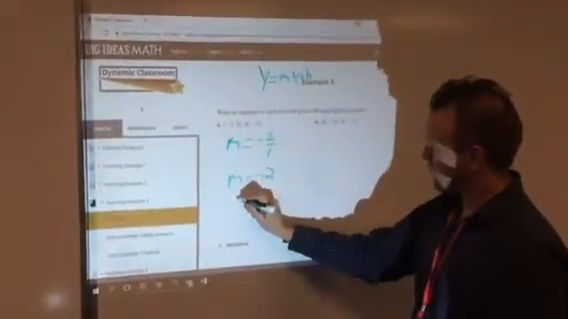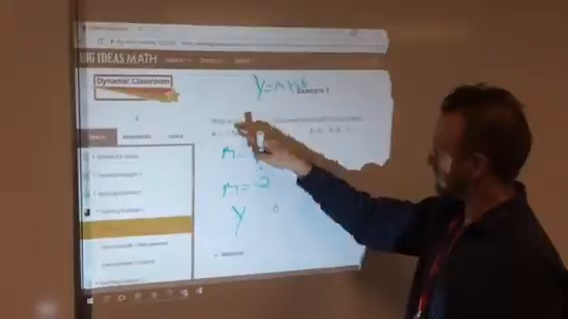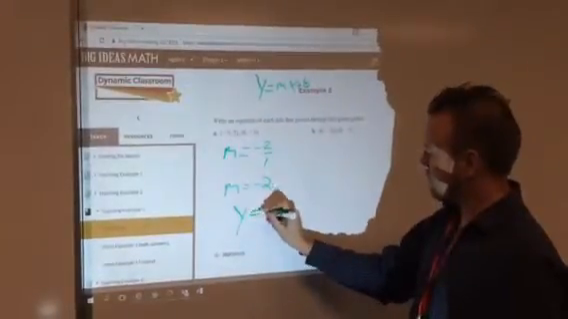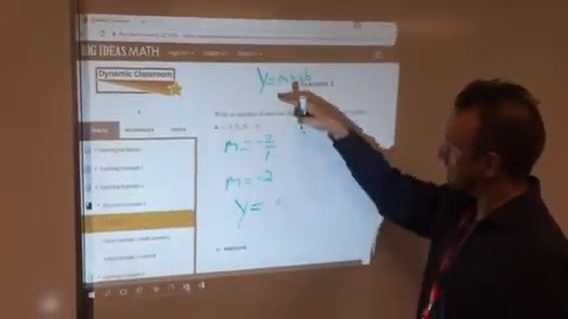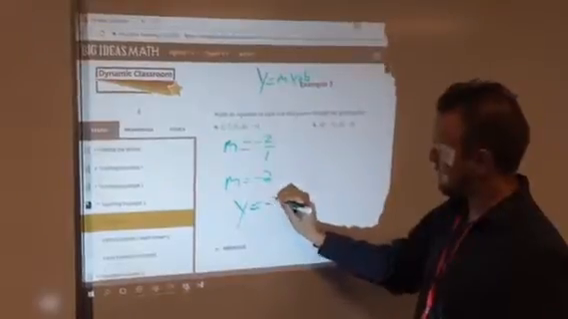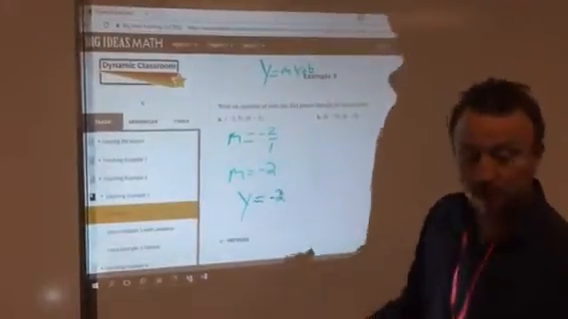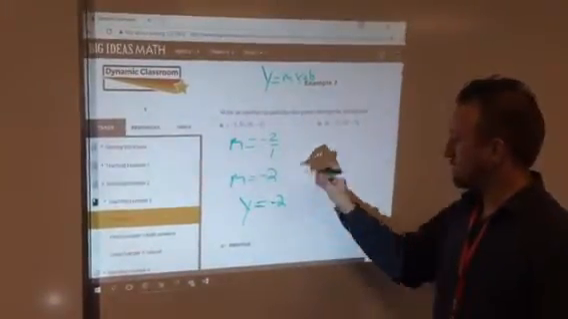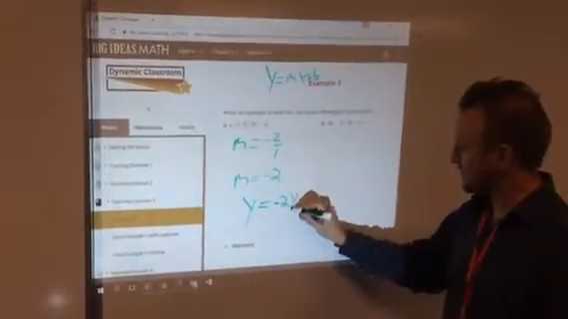We know that the y we just bring down because there are no y values here. The equal sign we just bring down. The m we just discovered was a negative 2. So what do we put next for the x? Well, we just bring it down. There is no x value.